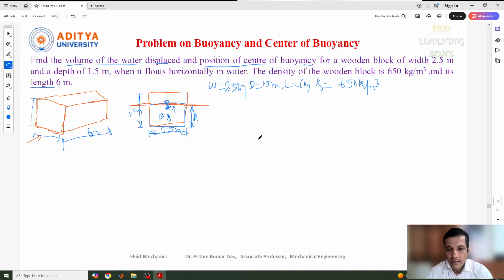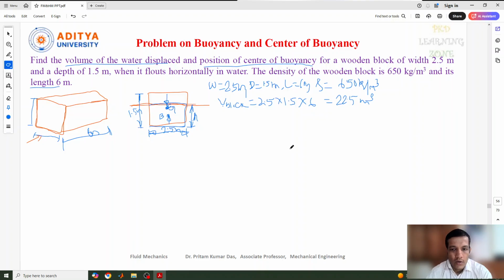So let's identify. First we find the volume of this block. Volume of block equals the given dimensions, 2.5 into 1.5 into 6. So 6 into 2.5 is 15, into 1.5, that is 22.5 meter cube. This is the volume of the block.